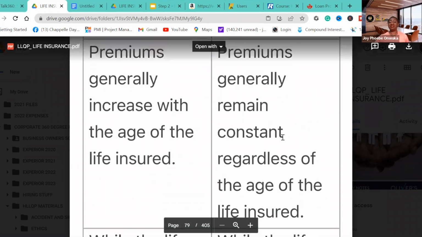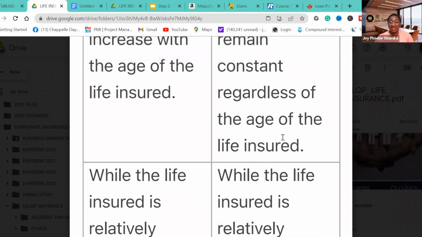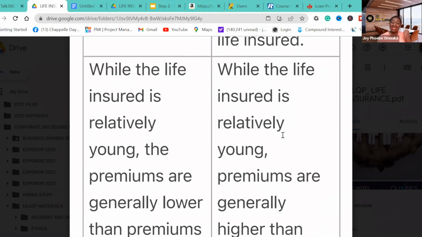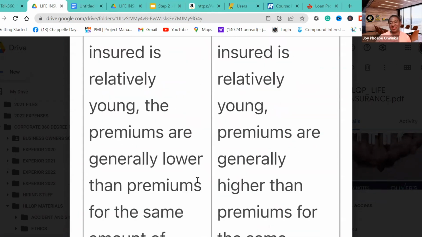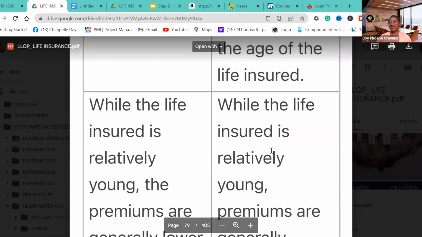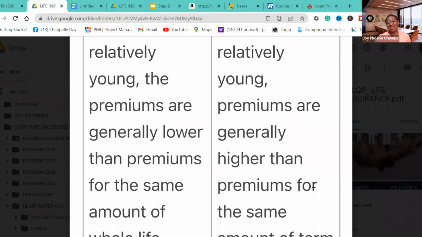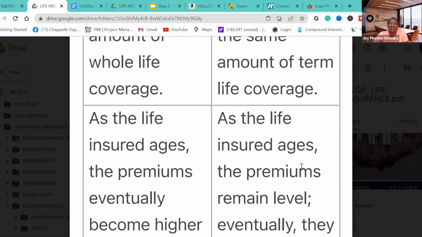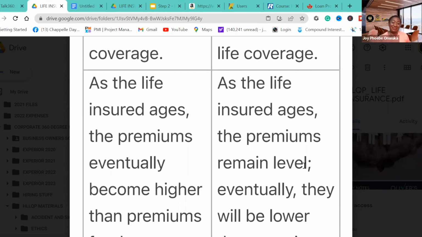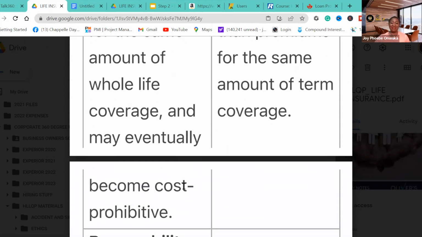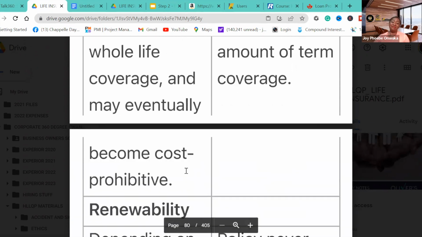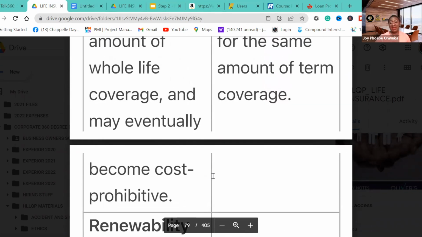Now, term insurance premium generally increases with the age of the life insured, and the whole life premium generally remains constant regardless of the age of the life insured. For term insurance, when the life insured is relatively young, the premiums are generally lower than the premiums of the same amount of whole life coverage. For whole life, while the life insured is relatively young, premiums are generally higher than the premium of the same amount of term coverage.